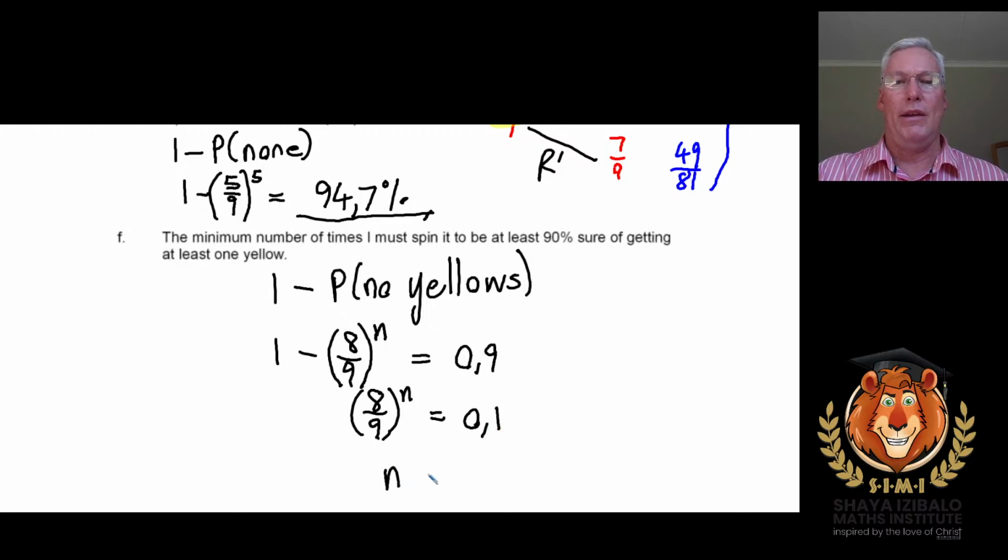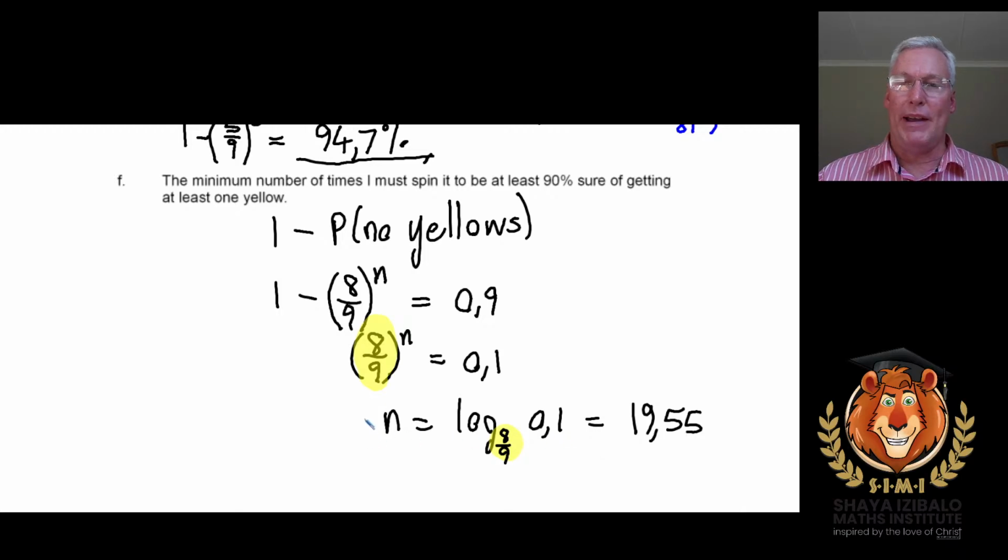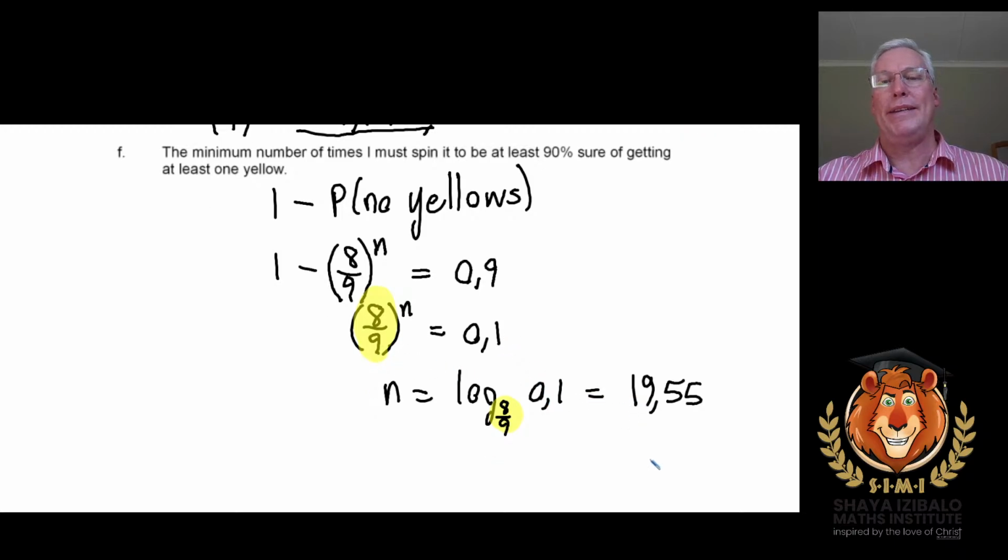Then n will equal log, remember the base is always the base. There's the base, and here's the base, 8 ninths, of 0.1. When we do that, we get 19.55. You can't spin it 19.55 times. If you spin it 19 times, you'll have a slightly less than 90% chance, and if you spin it 20 times, you'll have slightly more. But remember, we want you to be at least 90% sure, so we need to spin it 20 times.